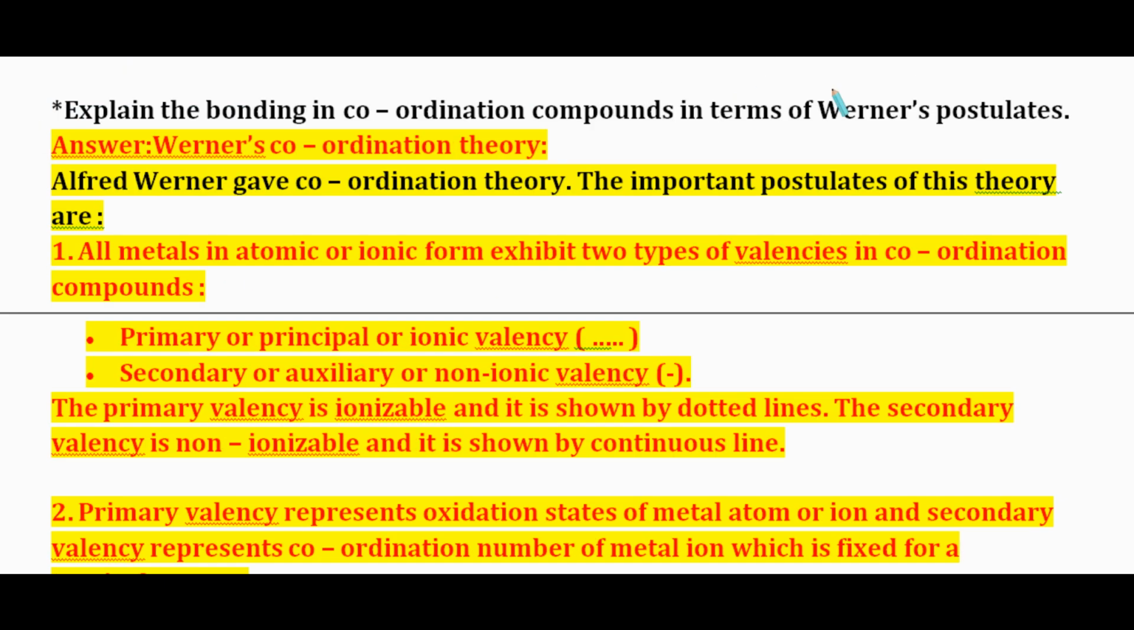Now next question is, explain the bonding in coordination compounds in terms of Werner's postulates. Alfred Werner gave the coordination theory. The important postulates of this theory are: all metals in atomic or ionic form exhibit two types of valencies in a coordination compound. First is primary or principal or ionic valency, and the other is secondary or auxiliary or non-ionic valency. The primary valency is ionizable and is shown by dotted lines. The secondary valency is non-ionizable and is shown by continuous lines.